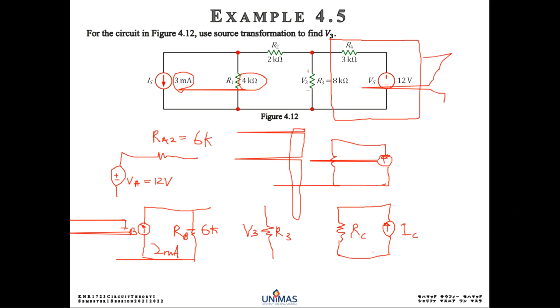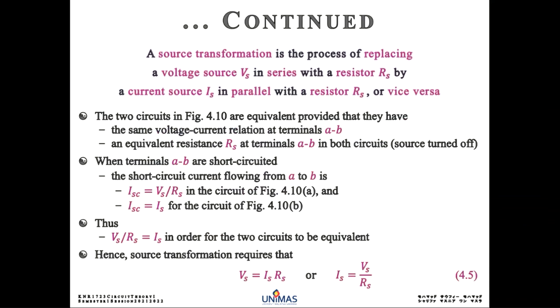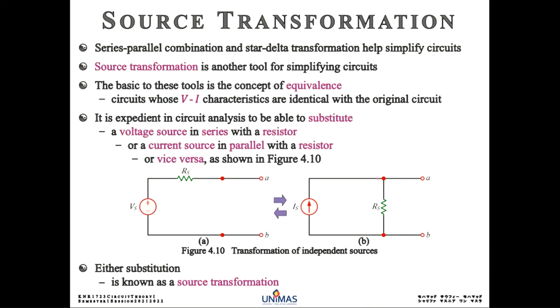Mana datang 6 kilo ohm? Ada tak dalam circuit ni 6 kilo ohm? Apa ada kat sini? R4. Berapa kilo ohm? Tak nampak kan? Alpha tu berapa kilo ohm? R4 3 kilo ohm. So mana datang 6 kilo ohm? VS transform kepada IS. RS in series, RS in parallel. So these two value must be equal.